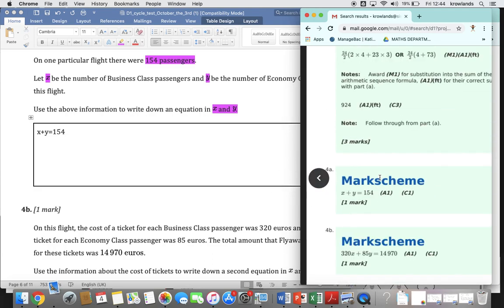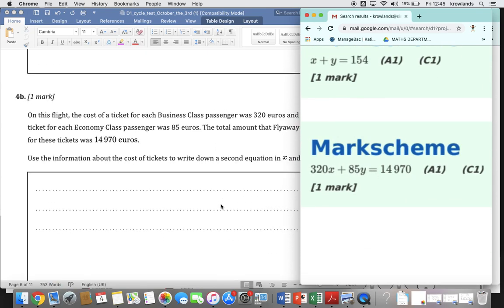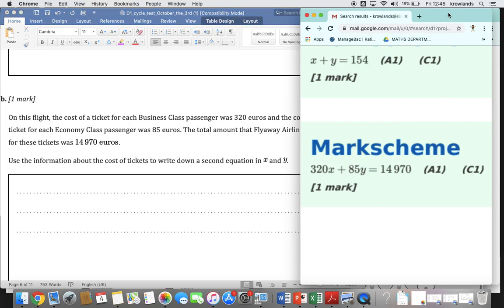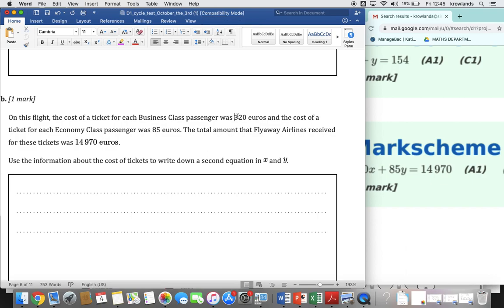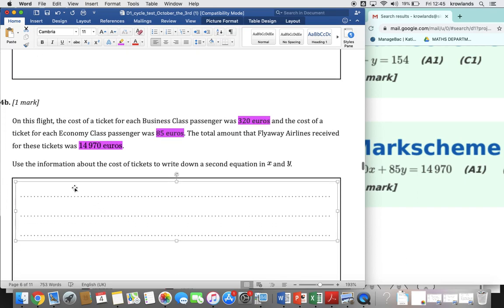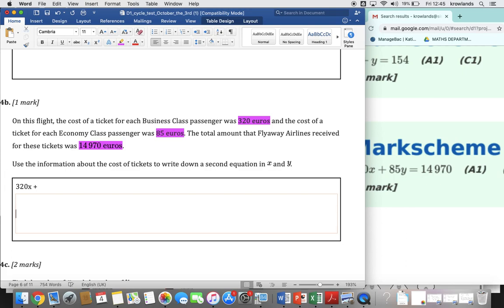And for 4b, all you needed to write down was 320x plus 85y equals 14970. And the reason why is we're going to say the following. On this flight, the cost of a ticket was €320. And then the economy was 85. Altogether, it cost this amount. So we're now going to use X and Y in a different way. We're going to say, well, if we've got 320 lots of X and we add to this 85 lots of Y, well, our answer is going to be 14970.